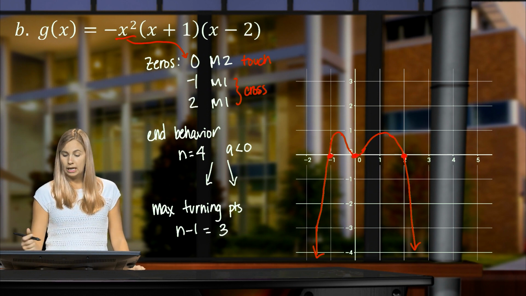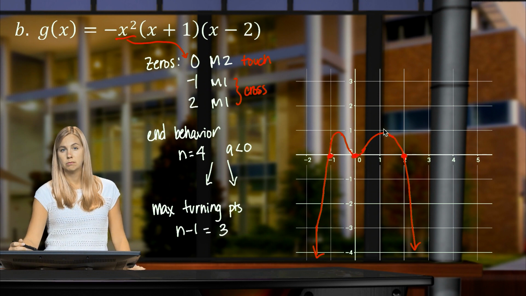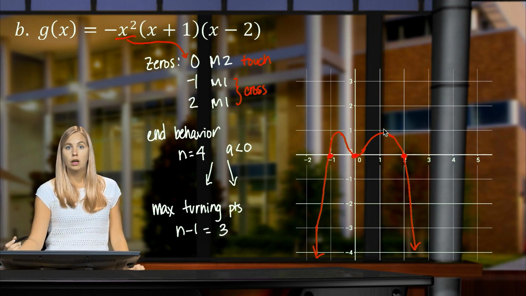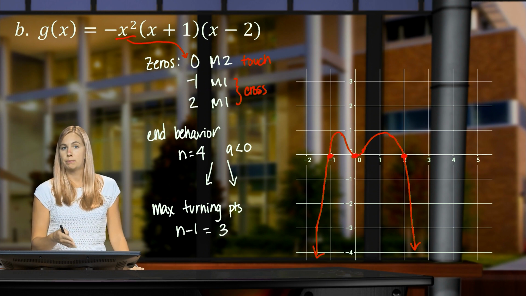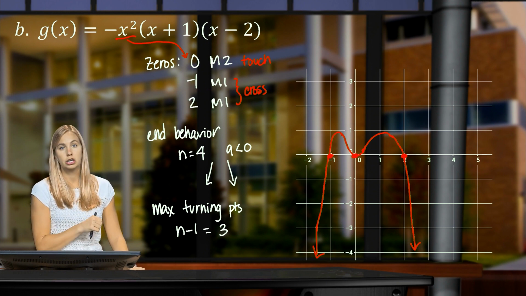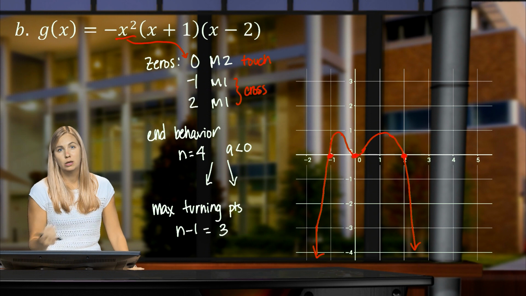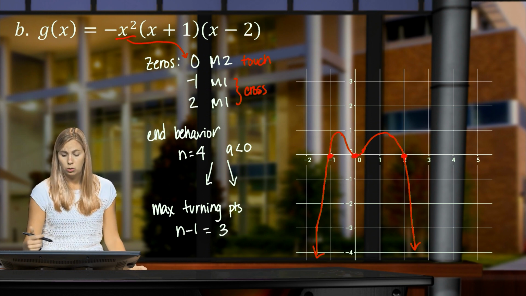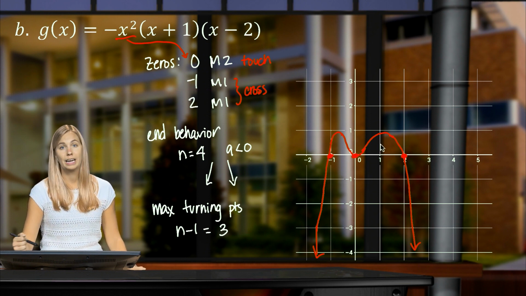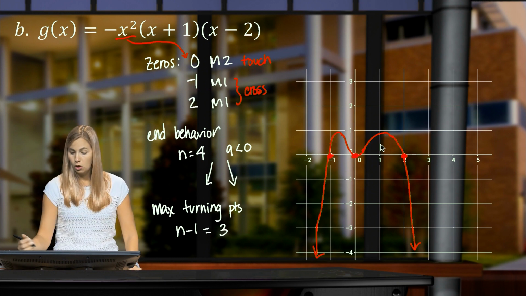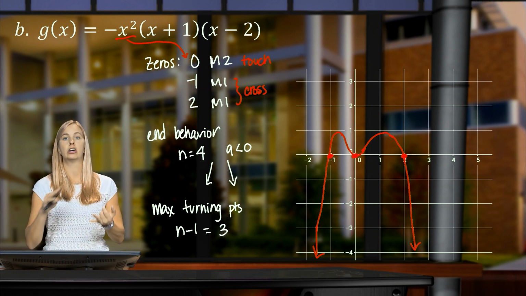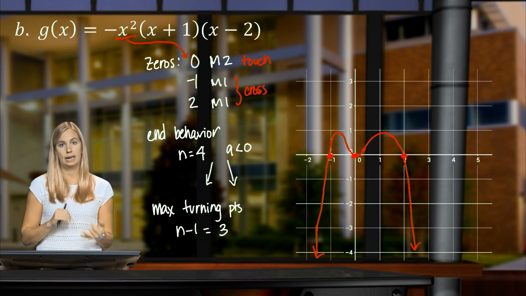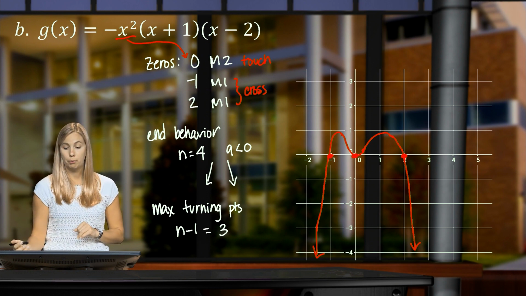Now, this is simply a sketch because notice I don't know where we're turning around up here. It's not necessary right now. Those are our local extremes, our local maximums, which we talked about a few lessons ago. And we don't know how to find those algebraically right now anyway. So don't worry about how high they go. Again, this is just a sketch. We're looking for those main characteristics of the polynomial: the end behavior, the zeros, whether they touch or cross the x-axis, the number of turning points.